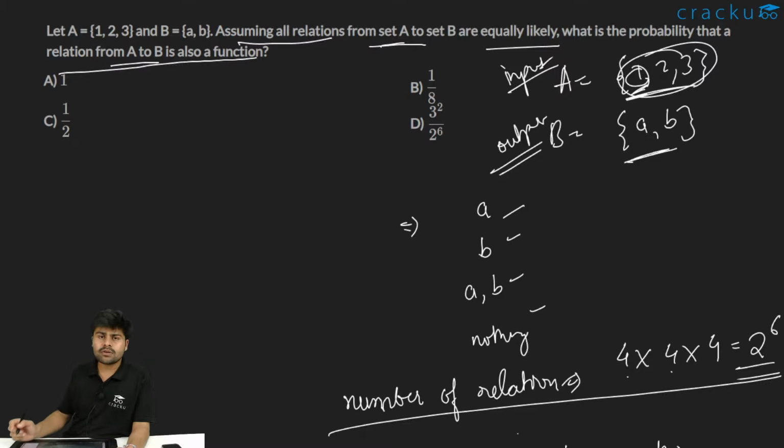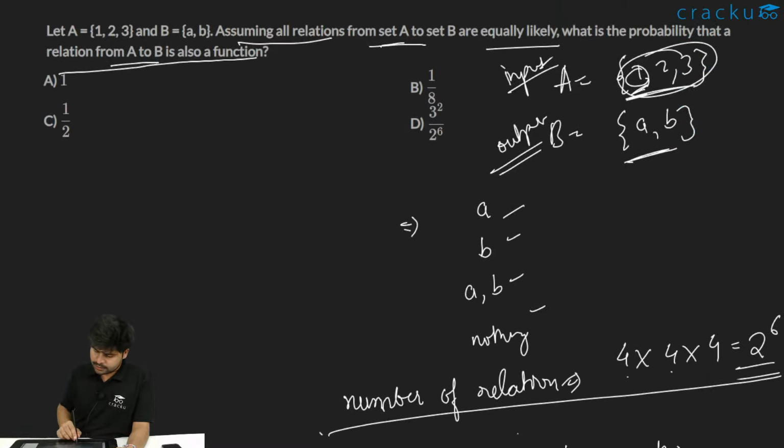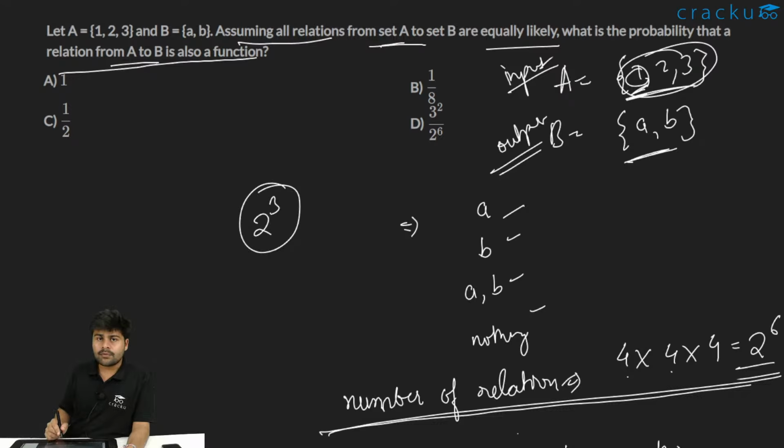So the relation is also a function. If that is the case, then how many possibilities are there for the relation to be a function? There are exactly 2 cubed possibilities, right? An input can either take A as output, or it can take B as output. So the number of functions is 2 cubed.